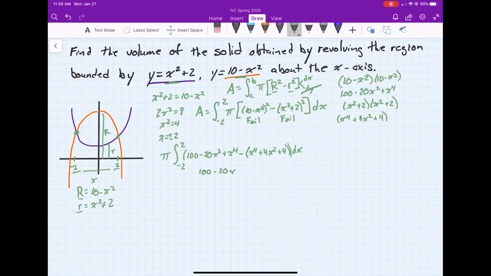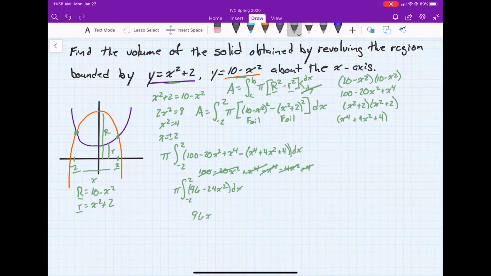100 minus 20x squared plus x to the fourth minus x to the fourth minus 4x squared minus 4. Yeah, there we go. I didn't miss anything. So we combine the 100 and the minus 4, we get 96. We combine the negative 20x squared and the negative 4x squared, we get minus 24x squared, and these two x to the fourth terms cancel each other out. So really, what looked like could be terrible turned out to be a pretty short integral.